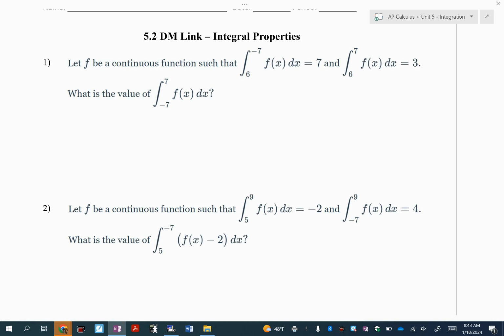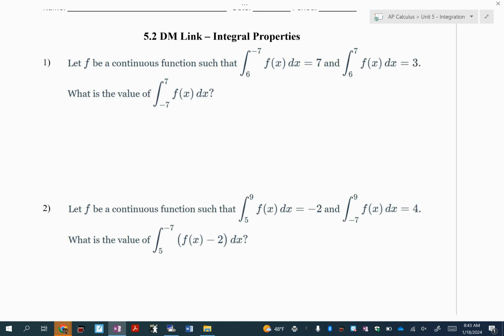Okay. Let's do 3 questions on the properties of integrals. You already had a little bit of practice on this yesterday with finding the area under the curves. We did do a lot of practice with properties, so some of this will feel like a review. All right, let's look at the first one.